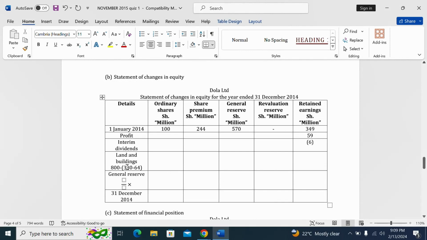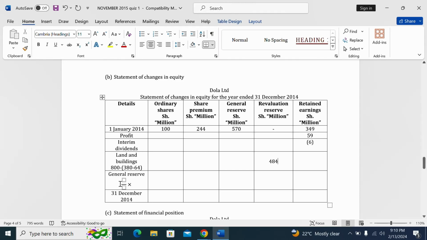For the revaluation of land and building, you take the fair value or the revalued amount of the asset, which is 800 million. Then you deduct the book value, where the book value is 380 million minus 64 million. If you do that, you get your revaluation as 800 minus (380 minus 64). I'm getting 484 as the revaluation gain or the revaluation reserve.